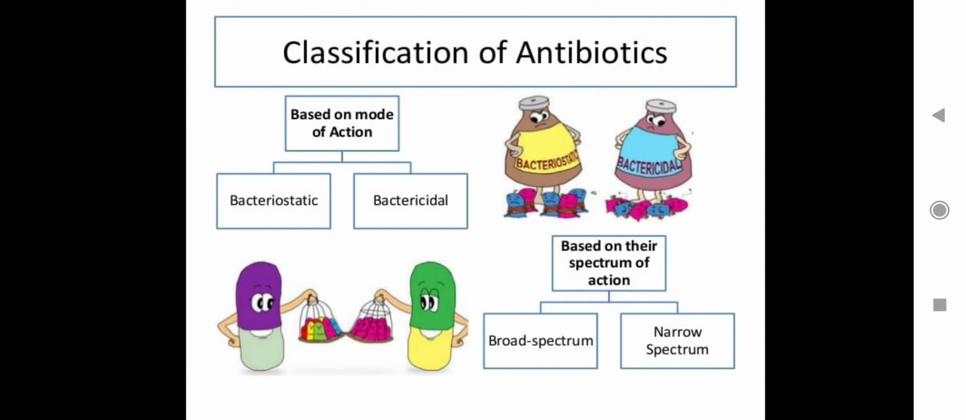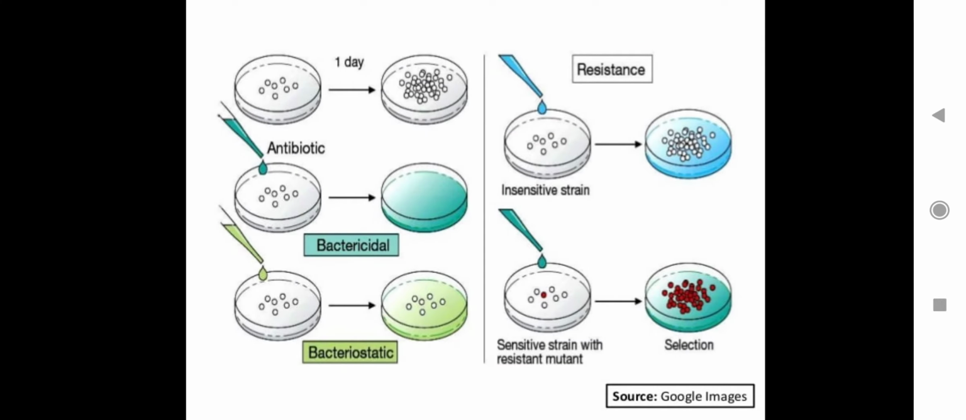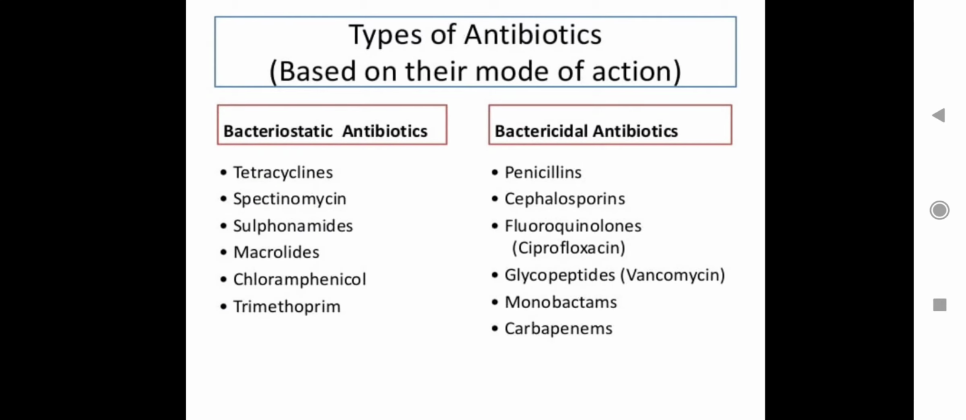Classification of antibiotics. The classification of antibiotics is based on different bases. First of all, on the basis of mode of action, antibiotics are of two types, bacteriostatic and bactericidal, while based on the spectrum of action, antibiotics are broad spectrum and narrow spectrum. On the basis of mode of action, the antibiotics are of two categories, bacteriostatic and bactericidal.